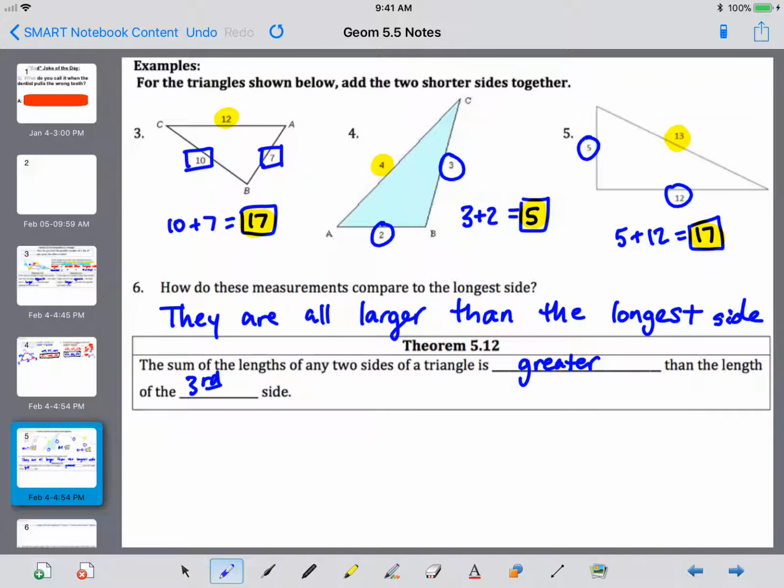So if we would, for example, look at a triangle that had side lengths of 2 and 1, this side length would have to be bigger than 3. So it could be 4, but it could not be something like 2, because then you wouldn't be able to connect and make a triangle.